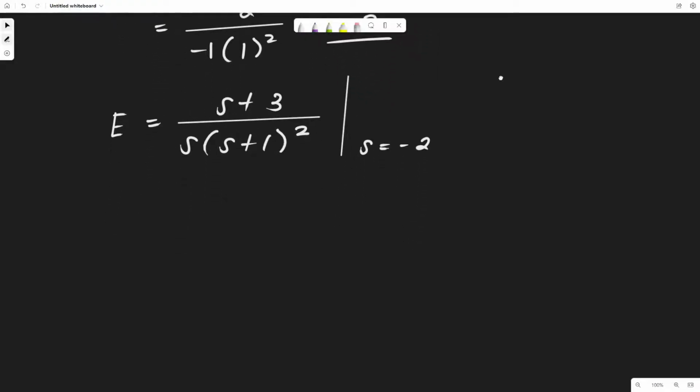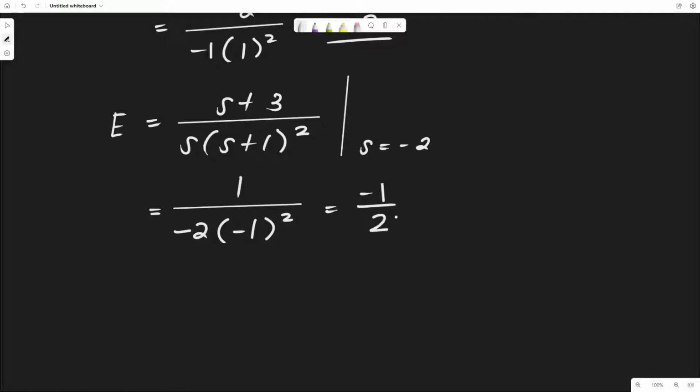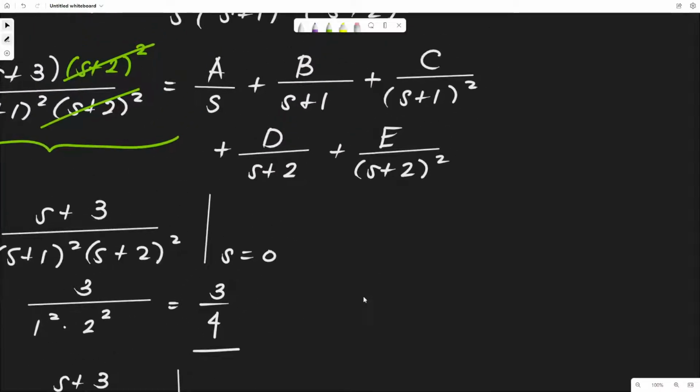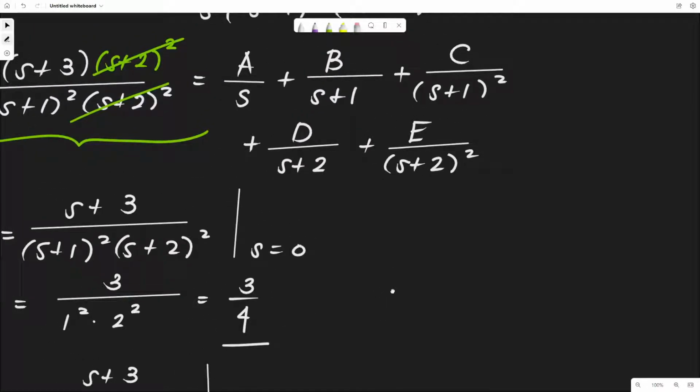Okay, so we have here negative 2 plus 3, which is positive 1, over negative 2 multiplied to negative 2 plus 1 squared, which is negative 1 squared. So this is essentially positive 1. So the answer is negative 1/2. Now this is the value of E. Okay, so next, for B and D, ganito gagawin natin for B and D. Hindi kasi siya pwede yung direct.